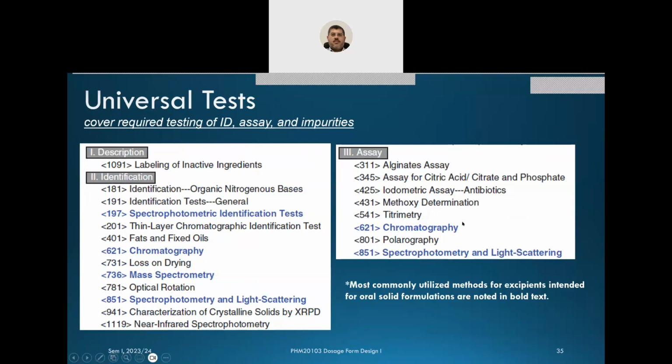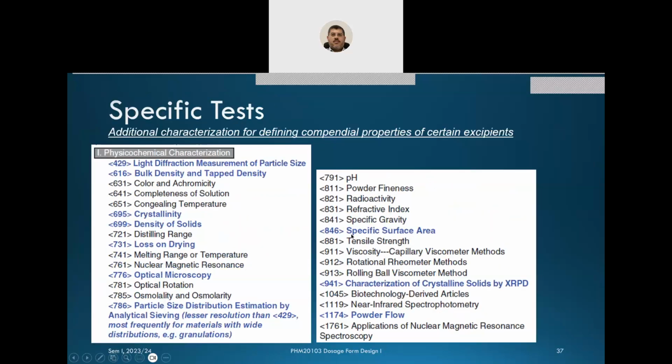If you go to this chapter, it will show you in general what is chromatography, how to do it generally, the process itself or the technique. But if you want to use chromatography to determine the assay of certain material, then the specific procedure should be shown in the monograph of that material. And then some specific tests can be there, like physicochemical characterization, how to do them, how to perform them.